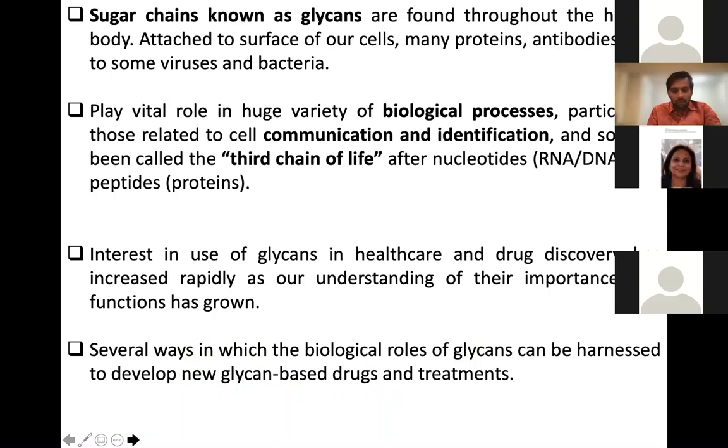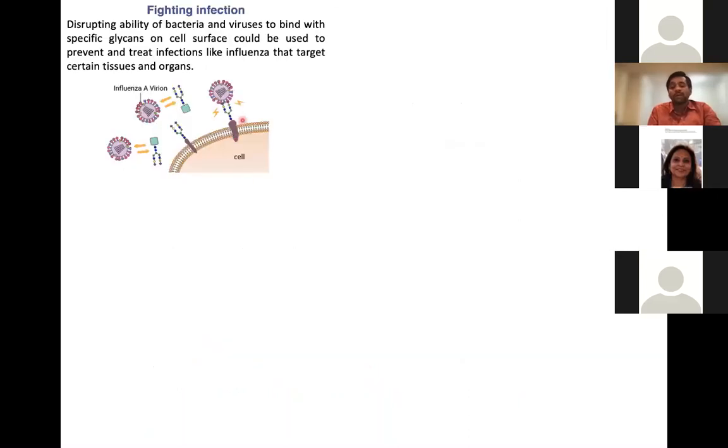So if we look here, we have how we can use glycans for treatment and drug development. Glycans can be used for fighting infection, because disturbing the ability of bacteria and viruses to bind with specific glycans on the cell surface could be used to prevent infection, like influenza that targets certain tissues and organs. Actually, the influenza virus uses the surface glycans, and then is endocytosed into the host cells, where fusion and uncoating take place.